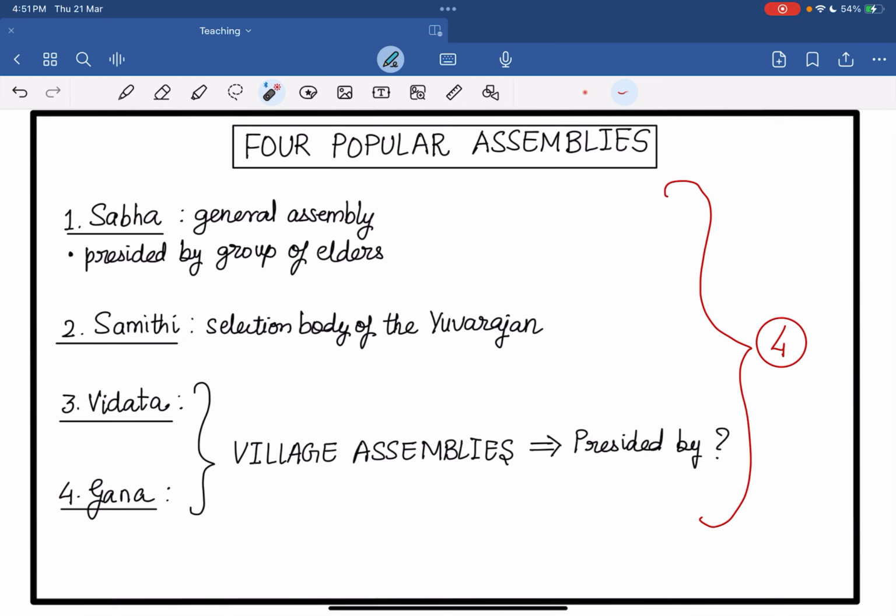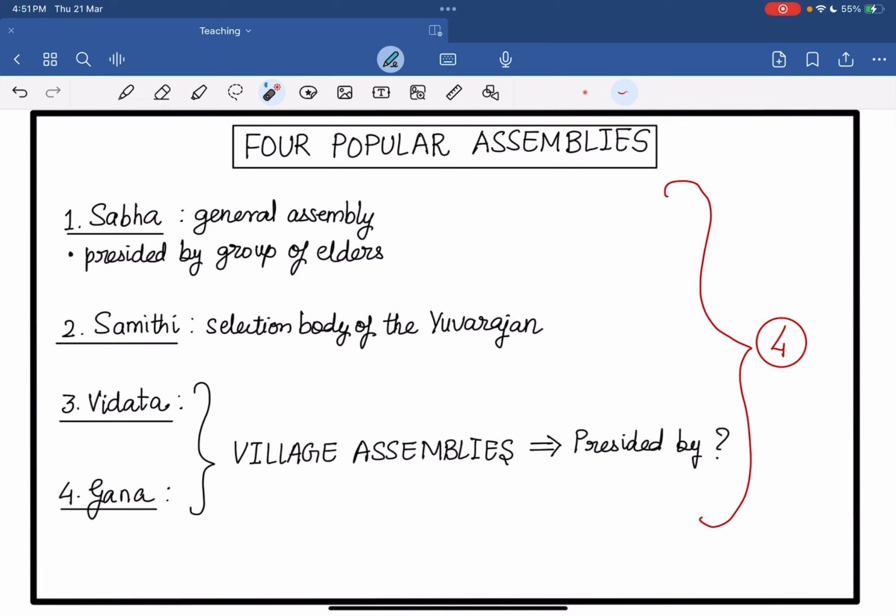The second assembly happens to be Samiti, where this committee or assembly selects the Yuvarajan, who is going to be the next heir to the throne. Remember, the position of the Rajan is hereditary, no? So there has to be a body that decides who is going to be the next Rajan, Yuvarajan, heir to the throne. The third and fourth happen to be popular assemblies, which are village assemblies, Vidata and Gana.